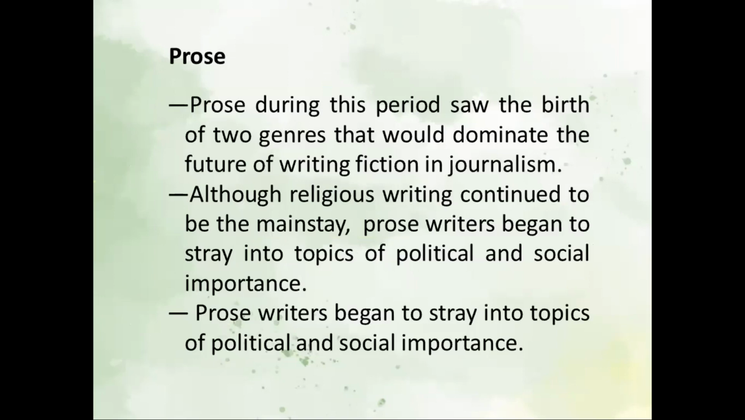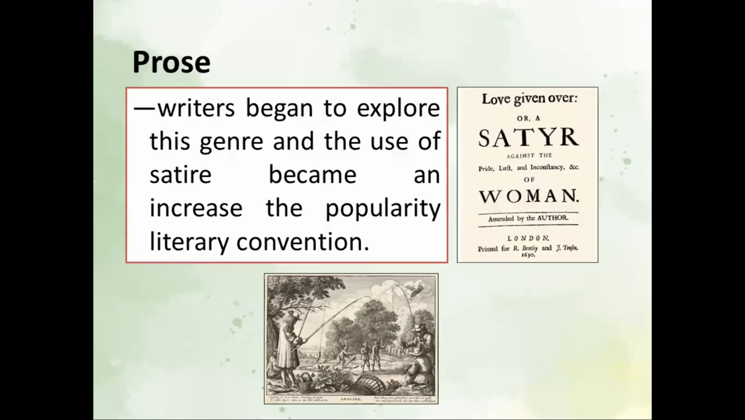So when it comes to prose during this period, prose saw the birth of two genres that would dominate the future of writing: fiction and journalism. Although religious writing continued to be the mainstay, prose writers began to stray into topics of political and social importance. In addition, with Charles II's love of philosophy, writers began to explore this genre and use satire, which became a popular literary convention at that time.